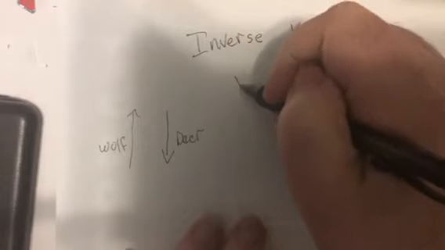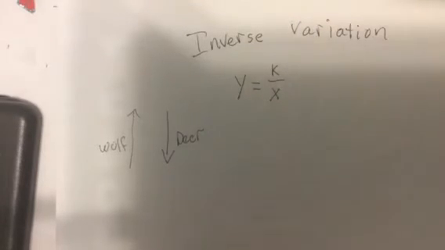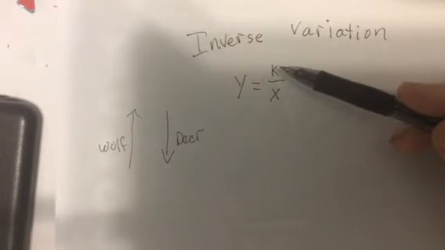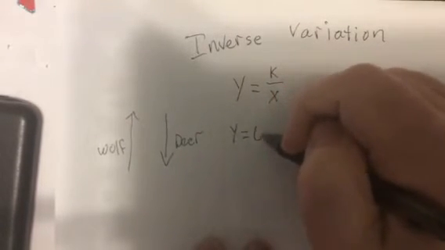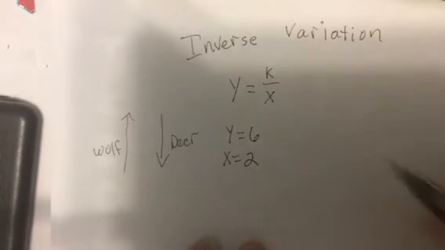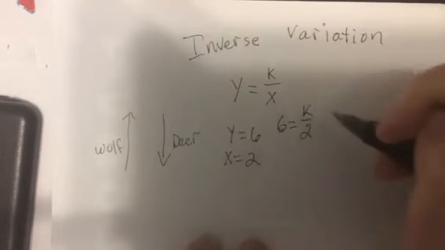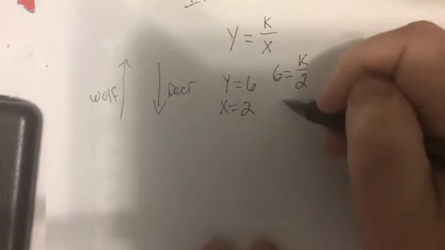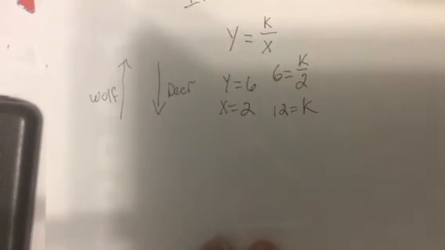So, the formula for the basic inverse variation is y equals k over x, where once again k is the constant of variation. So if I said y is 6, x is 2, what is k? Well, you would say, okay, 6 equals k divided by 2. To solve for k, you cross multiply, k equals 12. Excuse me, I got the hiccups.